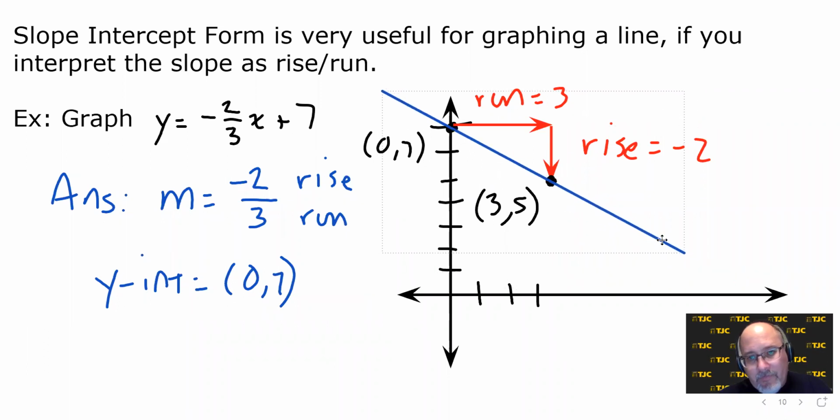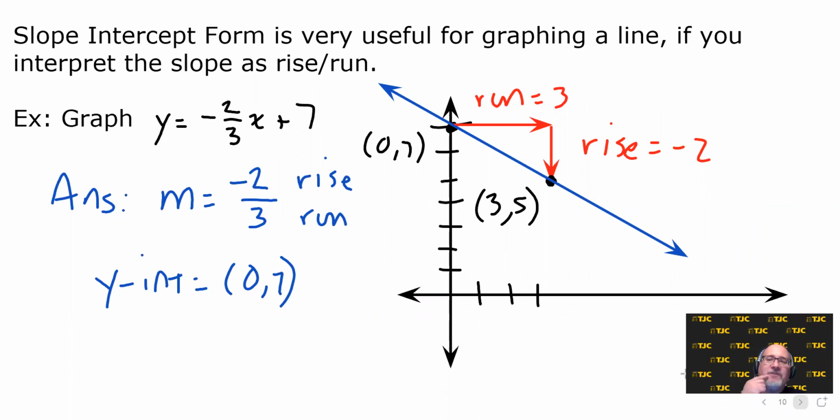Here we go. Actually, you know what? We can make a double-headed arrow because we can. And we should, because technically that line goes forever. And just like that, we've drawn the line. All we needed was a point to start with and a slope to get us to a second point to connect. So slope-intercept form is very useful for graphing a line if you interpret the slope as rise over run.